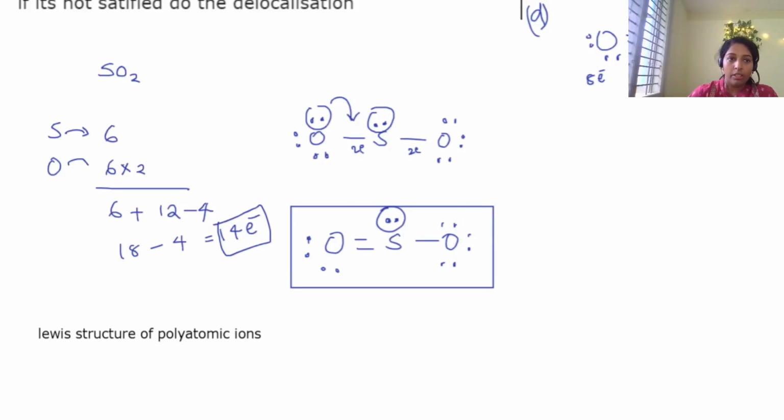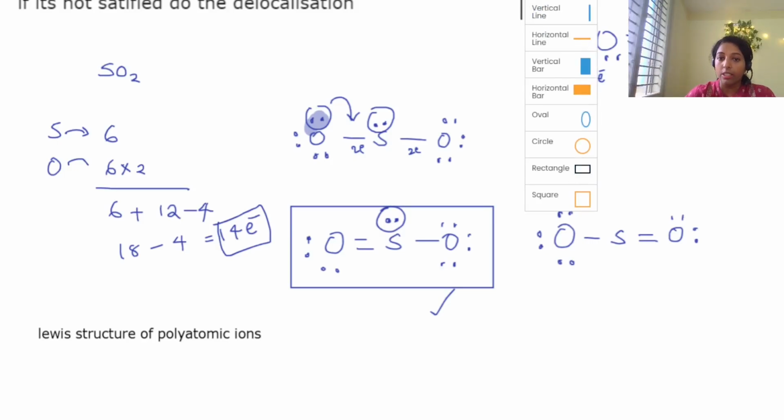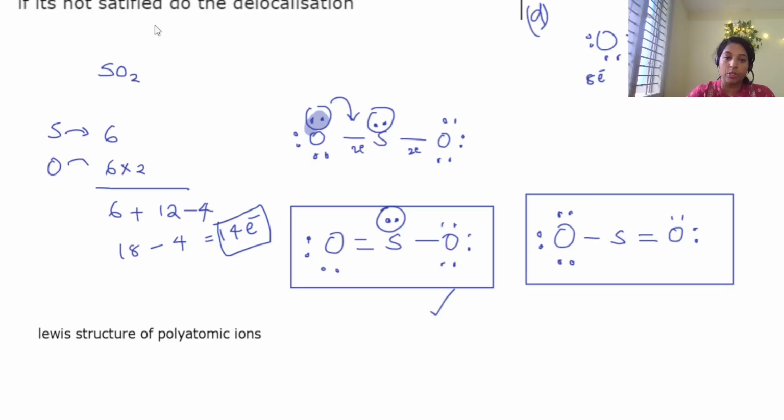Okay, but is there any other possibility? See, instead of delocalizing this electron, this oxygen can also provide the electron. So 6 electrons will be there, and this is a single bond, and this will be a double bond, and the remaining 4 electrons will be there. This is also a Lewis structure. Okay, is there any other possibility?